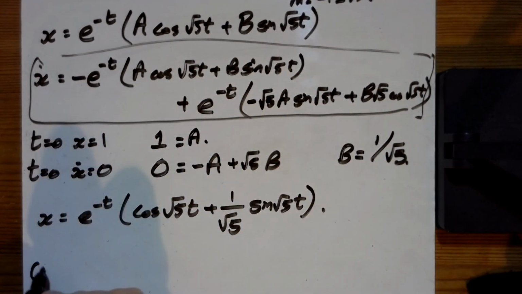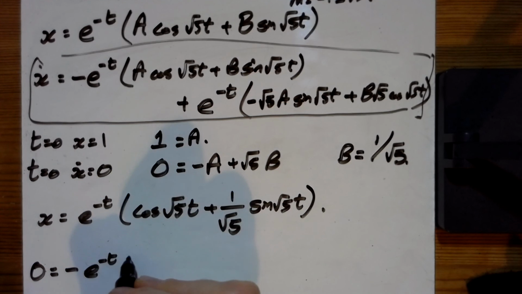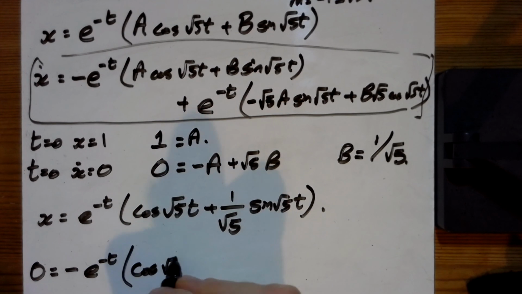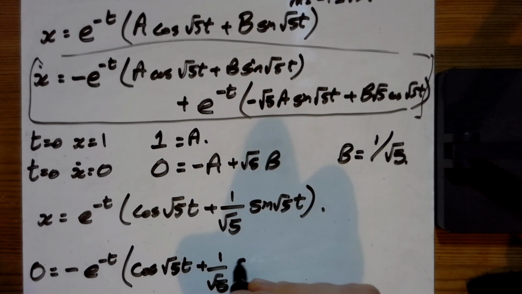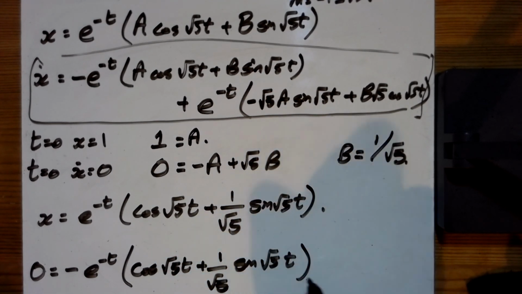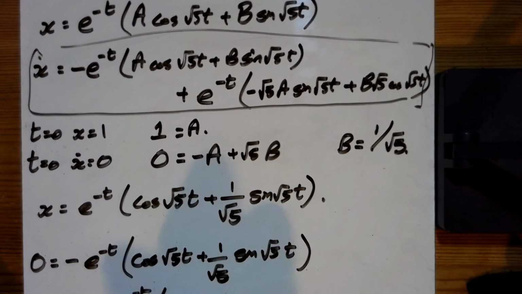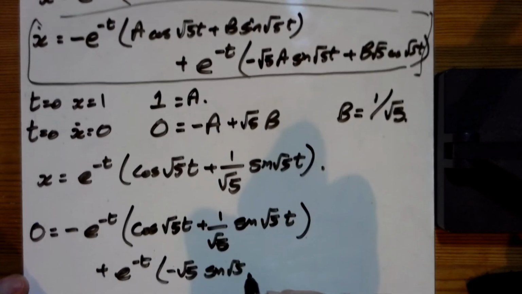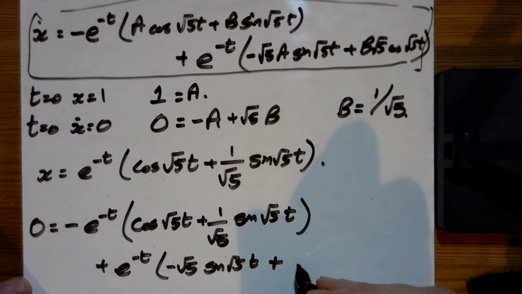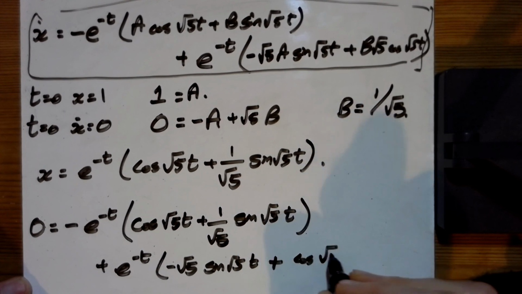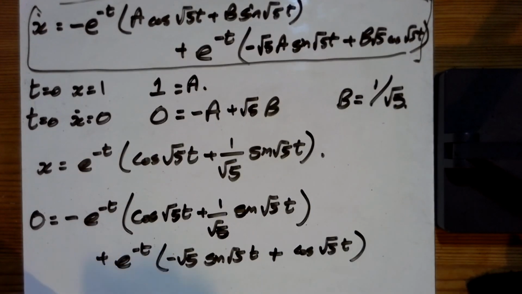So 0 equals, we've got minus e to the minus t, and then we've got a cos, so we know a is 1, so we just got cos root 5t plus 1 over root 5 sine root 5t, plus e to the minus t, and this bit here is minus root 5 sine root 5t, plus b is 1 over root 5, so root 5, so that's just a cos root 5t. Right, we want that equal to 0.